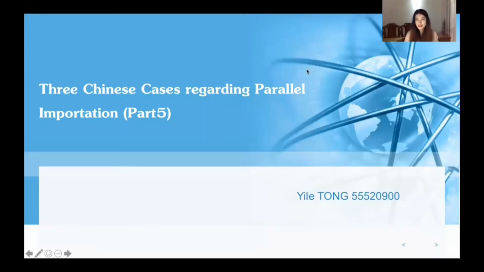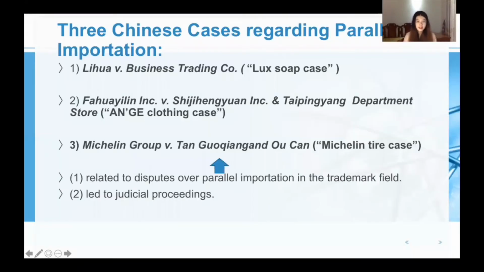Hi everyone, I'm Tong Yile. Next, I'd like to discuss 3 Chinese cases regarding parallel importation. The 3 well-known cases, namely the Luxor case, the Anchor Clothing case, and the Michelin tie case, are not only related to disputes over parallel importation in the trademark field, but also led to judicial proceedings. These are 3 common examples of cases that have drawn direct attention from the relevant people regarding the issue of parallel importation.